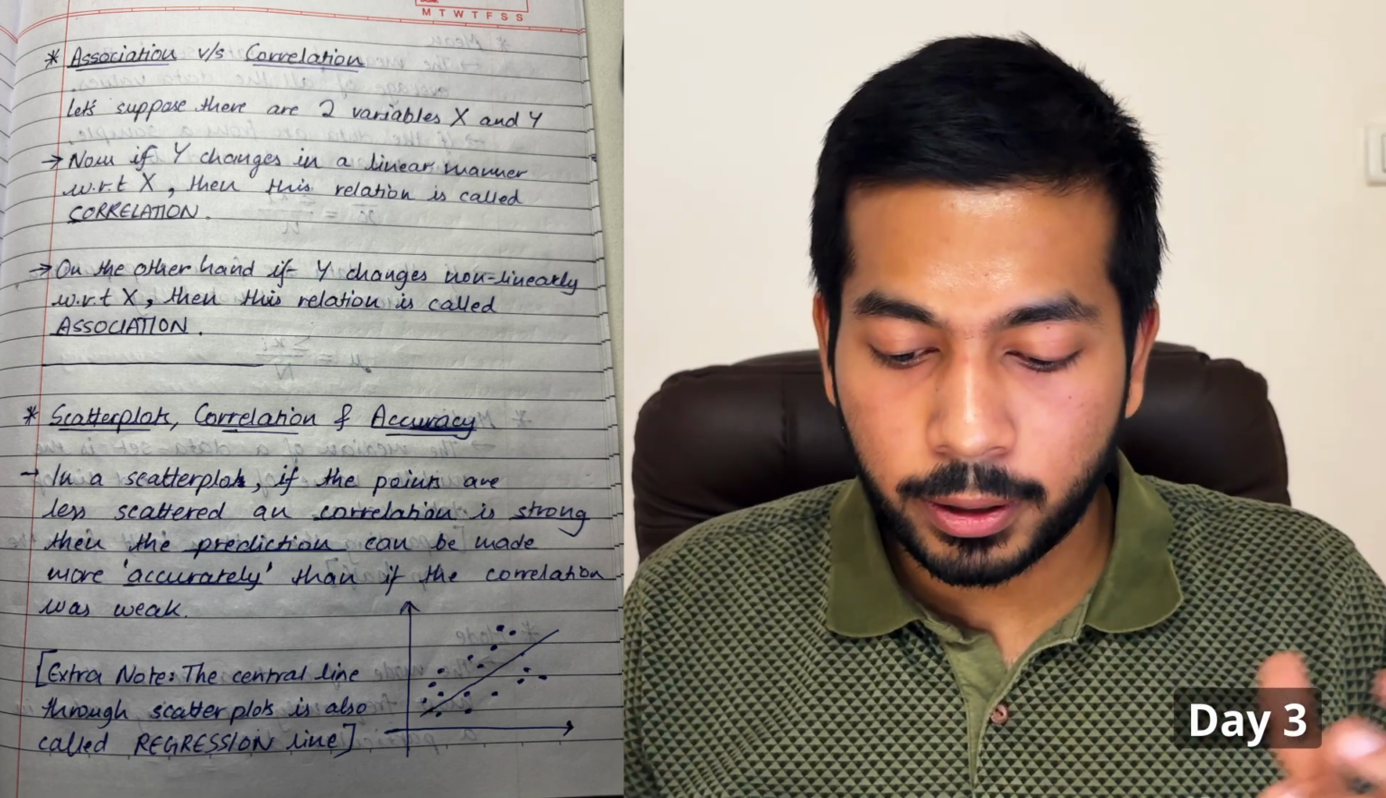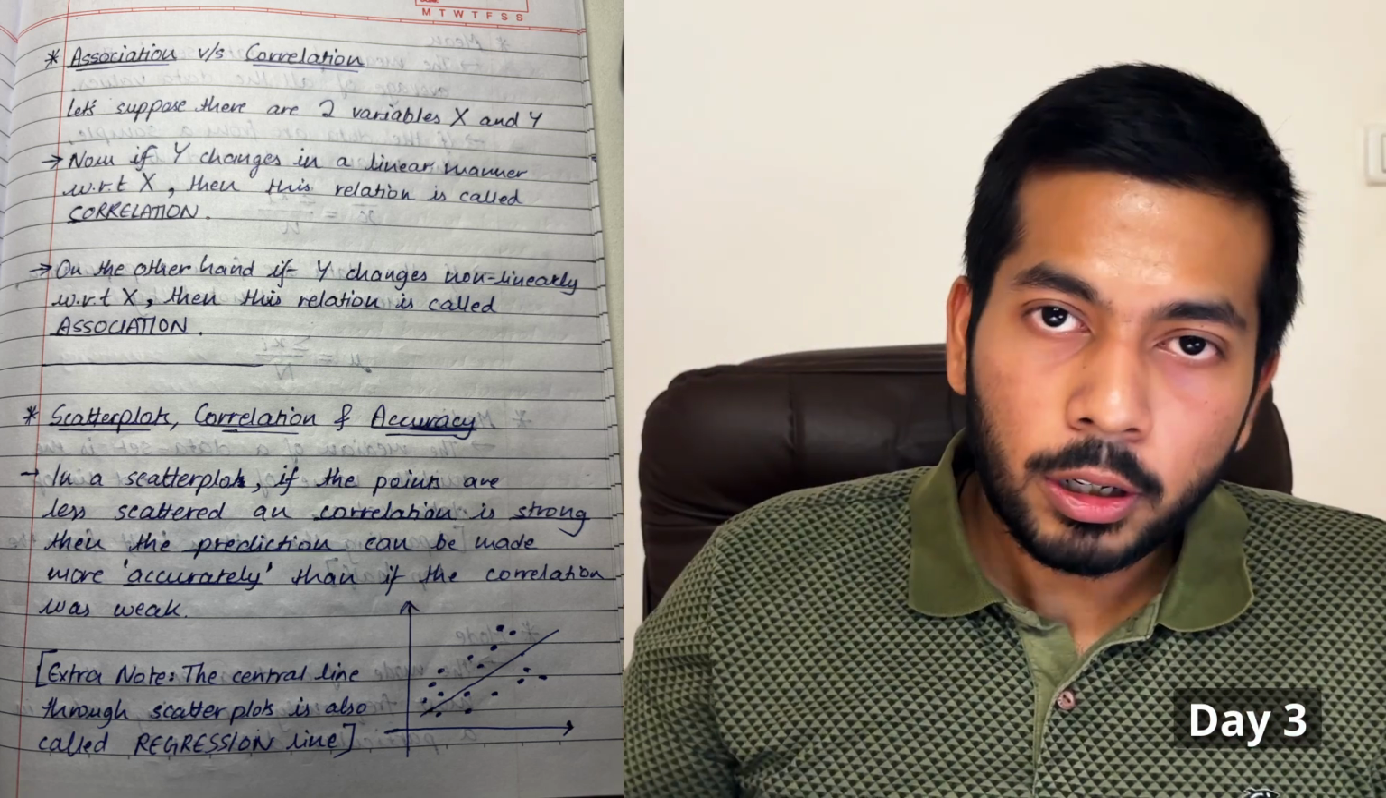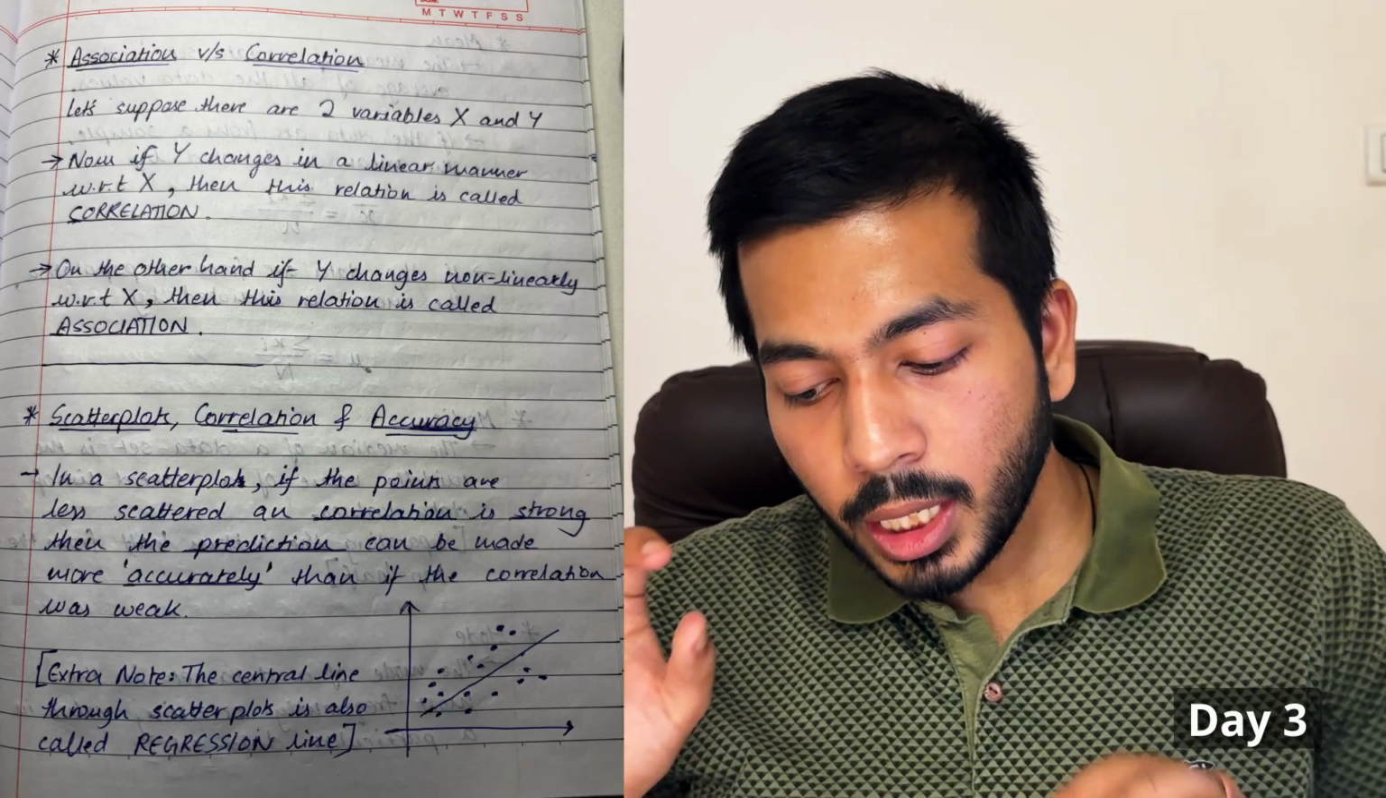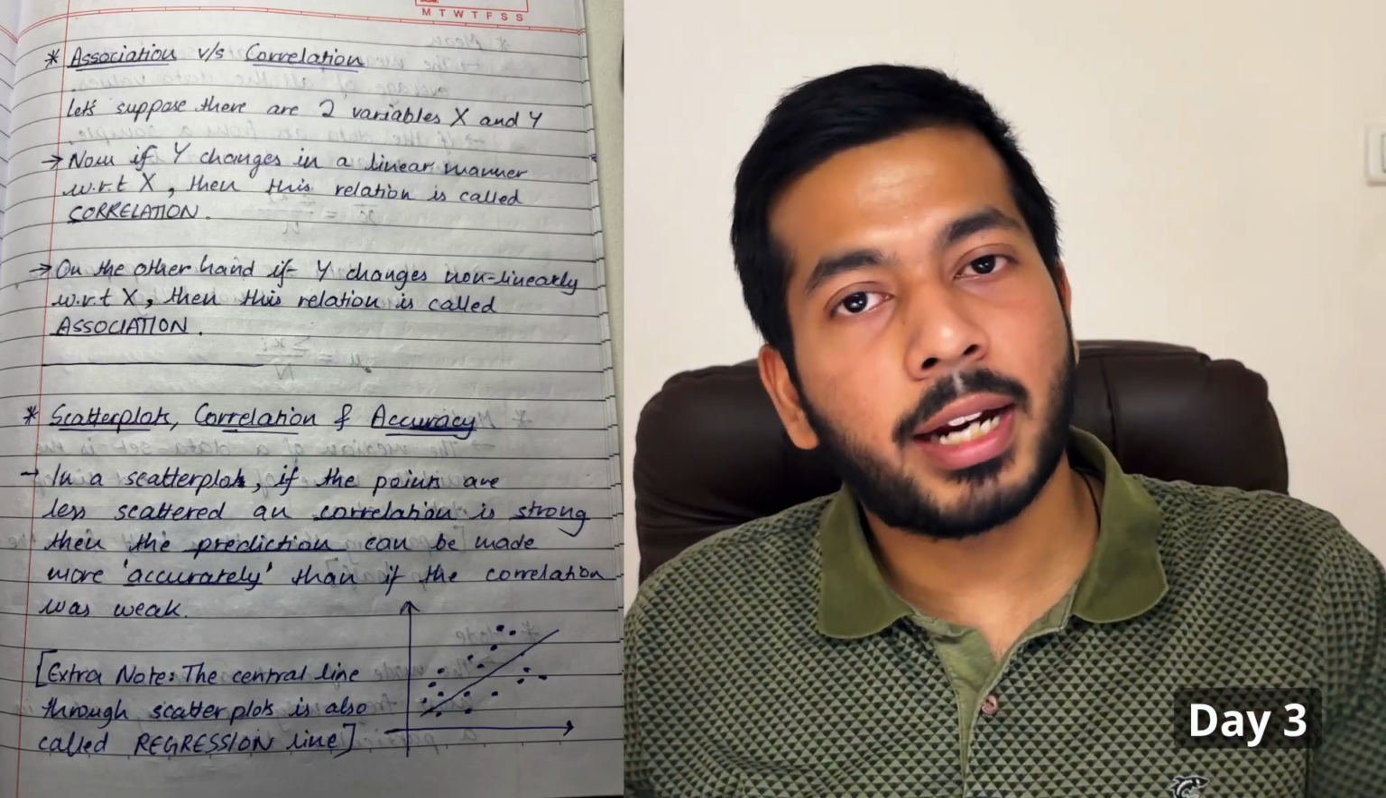Make sense? Now let's understand the combination of scatter plots, correlation, and accuracy together. How does it work together? Suppose we make a scatter plot. There's a graph like this. You can see it in the notes. There are different points that have been put on the scatter plot.